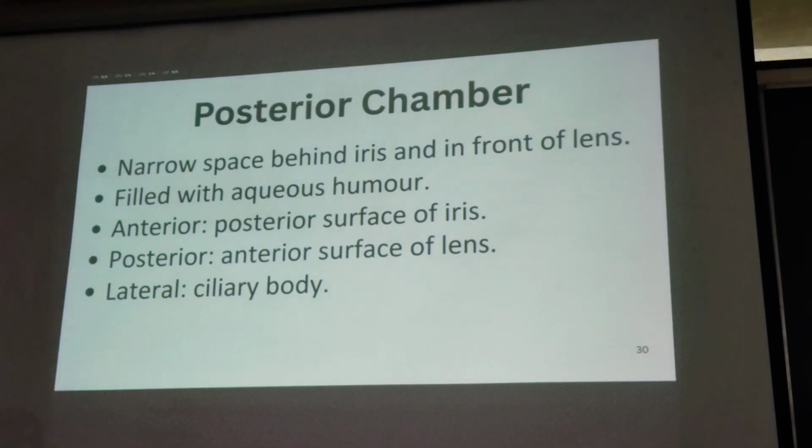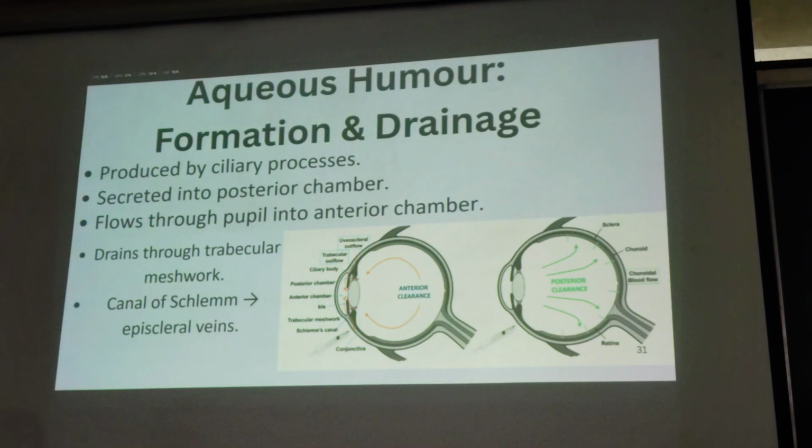So posterior chamber. Posterior chamber is the narrow space behind the iris and in front of the lens. It is also filled with the aqueous humor. Anteriorly it is bounded by the posterior surface of the iris, posteriorly by the anterior surface of the lens, and laterally by the ciliary body. Formation and drainage of the aqueous humor.